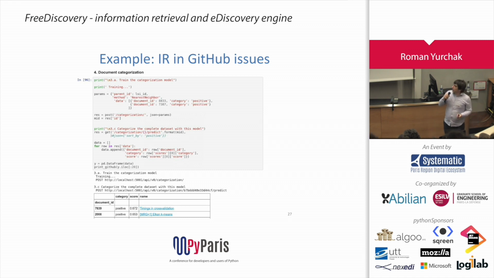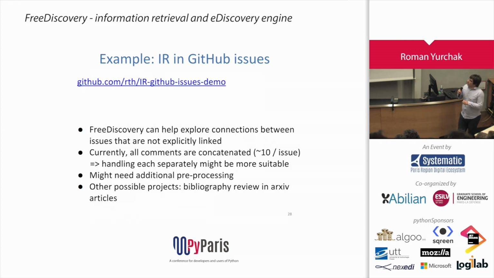So this approach can help explore connections between issues that are not explicitly linked. For GitHub, it's probably not that important because it already has a system of linking issues that works pretty well. Also, our processing is probably not optimal because we just concatenate all comments. We don't handle them separately, and we don't use any pre-processing for the code, etc.